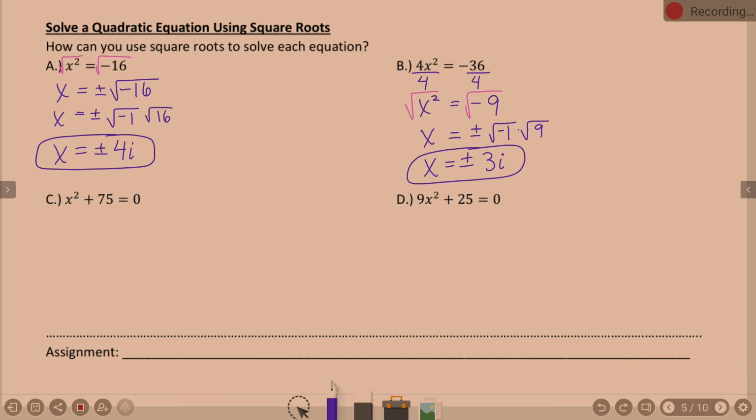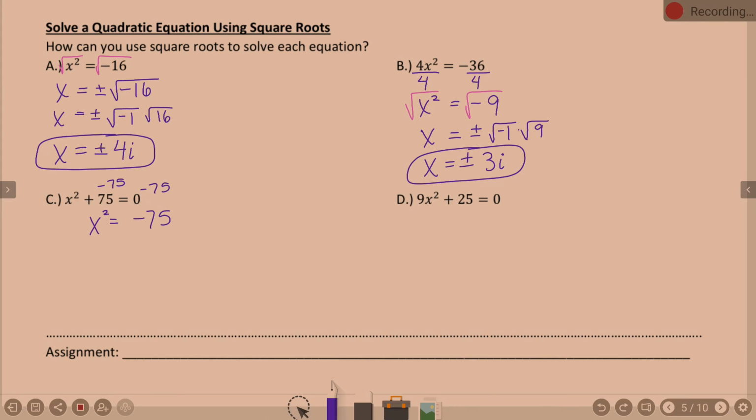C. What's my first step here? Let's go the other way. Subtract the 75 over because we want x squared to be by itself, right? So since it's plus 75, we're going to subtract 75. Then I end up with x squared equals negative 75.